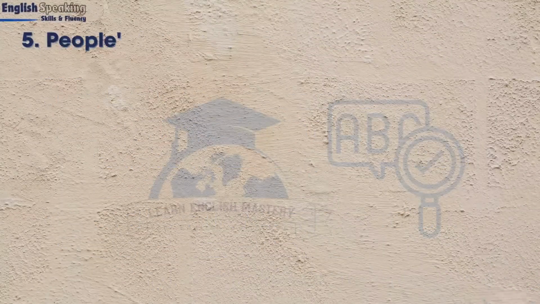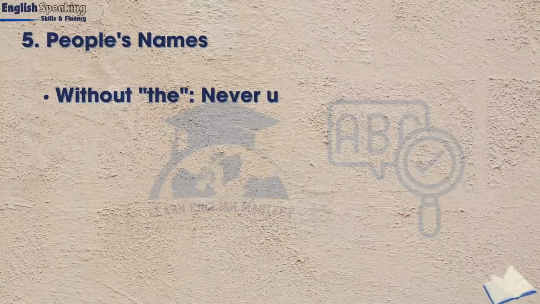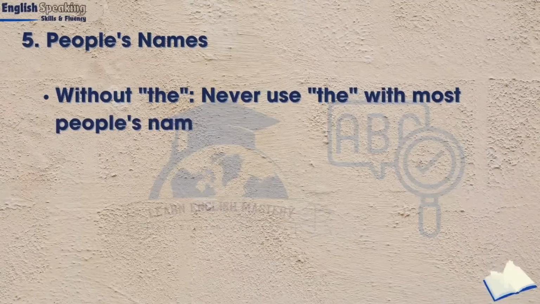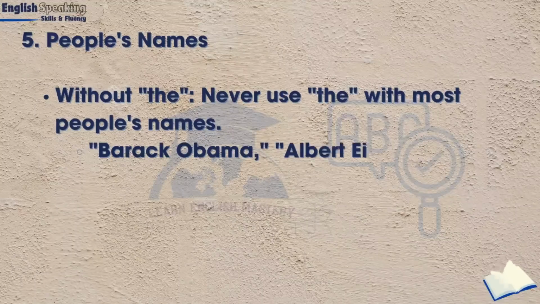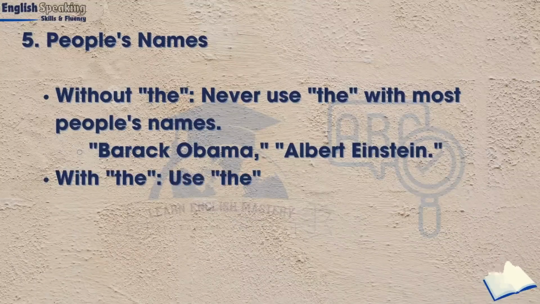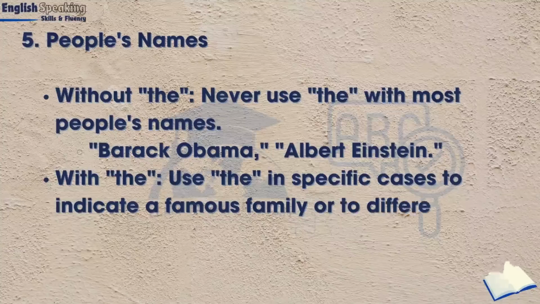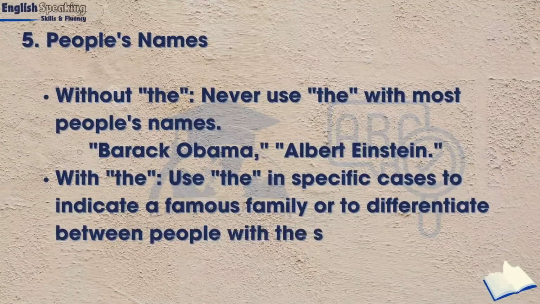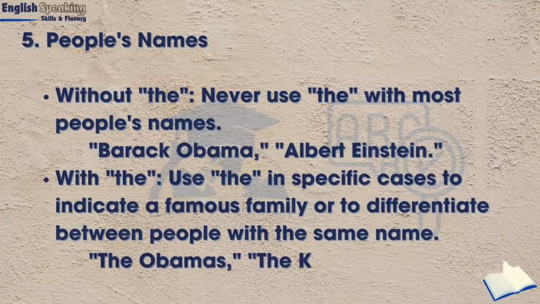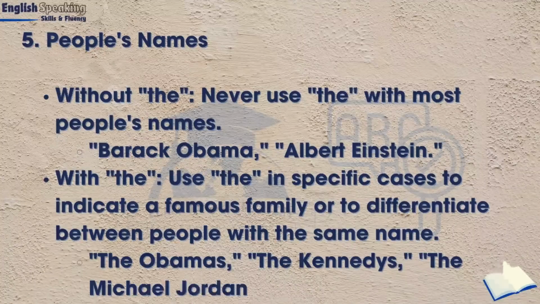5. People's names. Without "the": never use "the" with most people's names: Barack Obama, Albert Einstein. With "the": use "the" in specific cases to indicate a famous family or to differentiate between people with the same name: the Obamas, the Kennedys, the Michael Jordan I know.